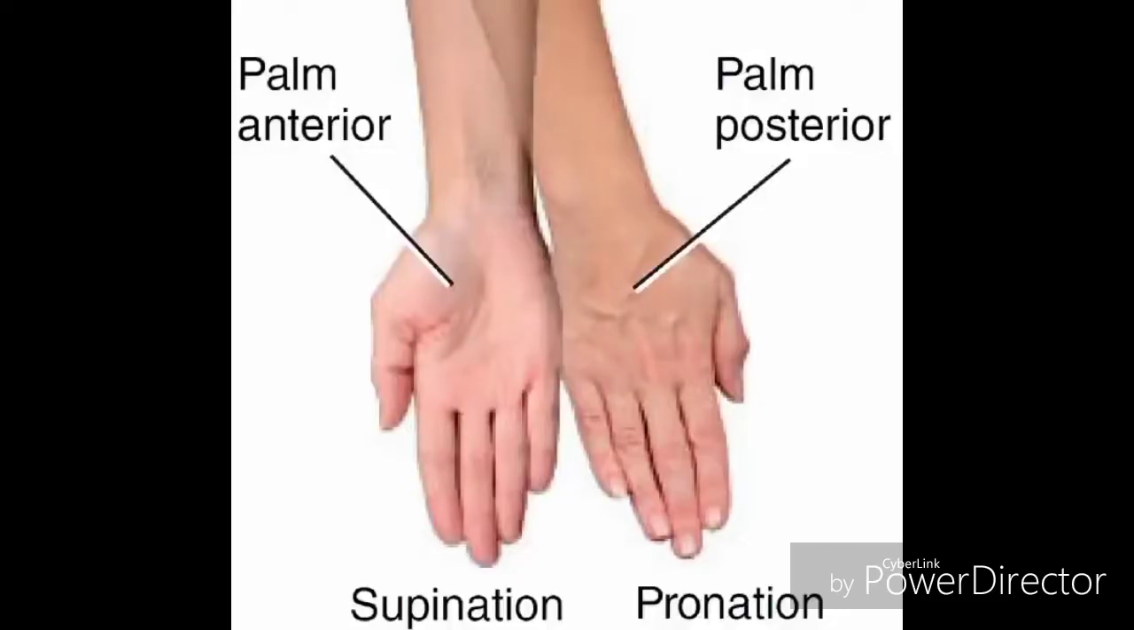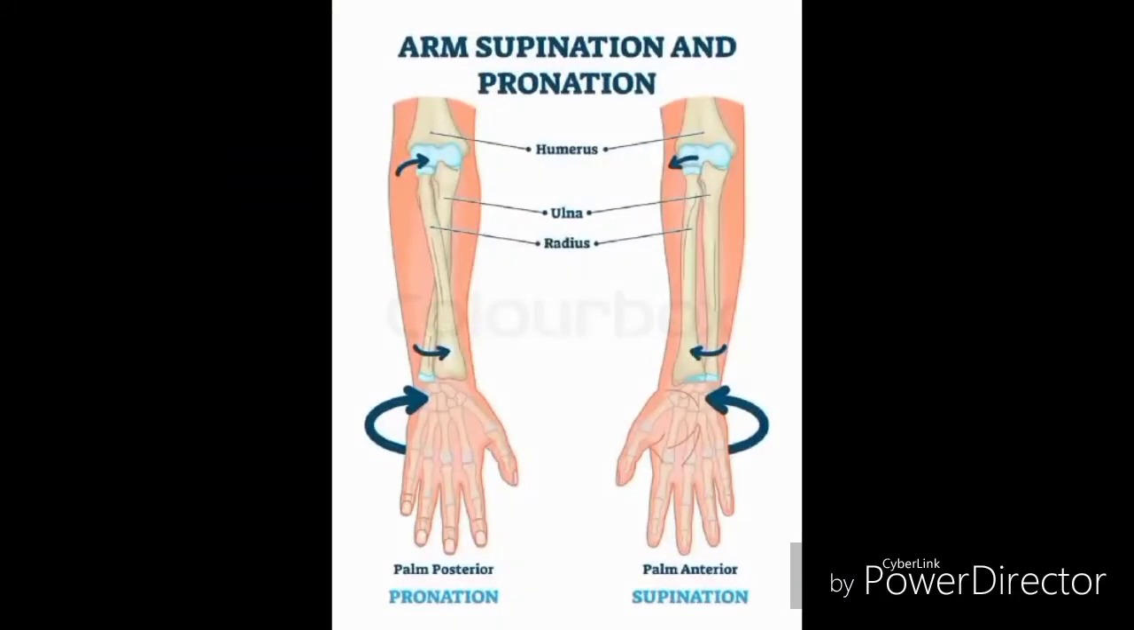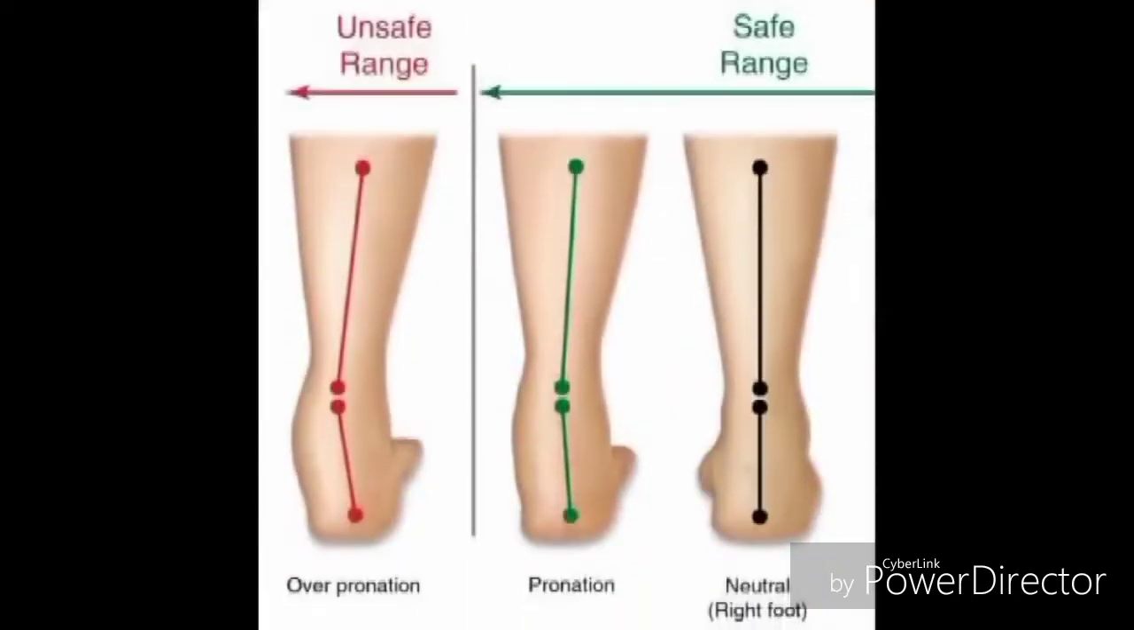Supination and pronation are terms used to describe the up or down orientation of your hand, arm, or foot. When your palm or forearm faces up, it's supinated. When your palm or forearm faces down, it's pronated. Pronation means that when you walk, your weight tends to be more on the inside of your foot.